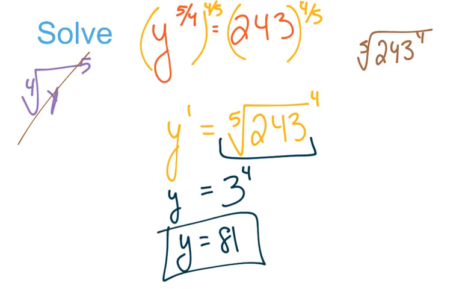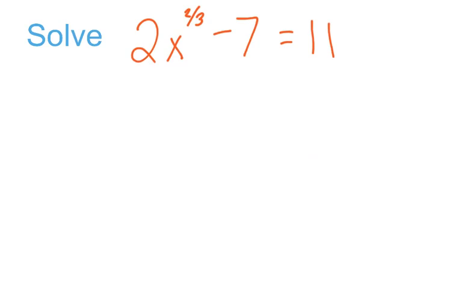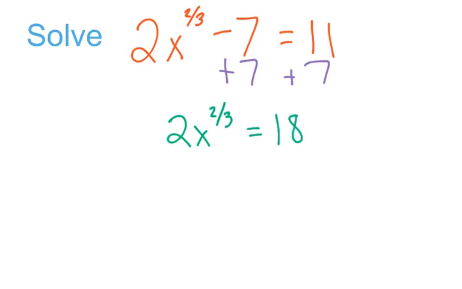So there's nothing wrong with doing the 4th power, then 5th rooting it. It's just way bigger numbers, and it's easier to make mistakes when you have those huge numbers. Next up, we want to start solving this. Our goal is to isolate the x piece. So let's first add 7 to both sides. We get 2x to that 2/3 power equals 18.